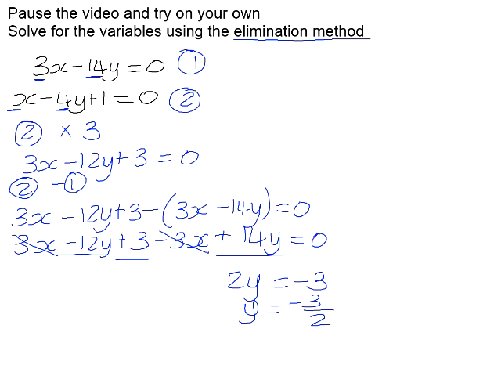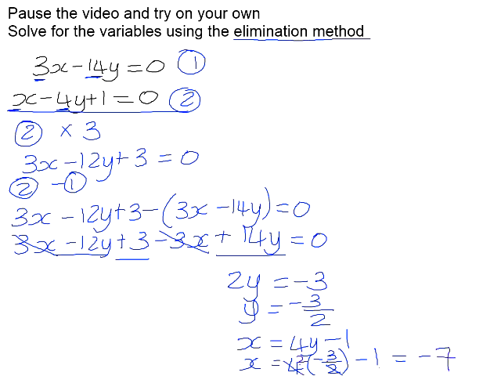We now want to find our value of x. I'm going to substitute it back into this equation. If we reorganize that equation, add 4y to both sides and subtract 1, we'll have 4 times negative 3 over 2 minus 1. 4 times negative 3 over 2, 2 goes into 4 twice. 2 times negative 3 is negative 6. Negative 6 subtract 1 is negative 7.